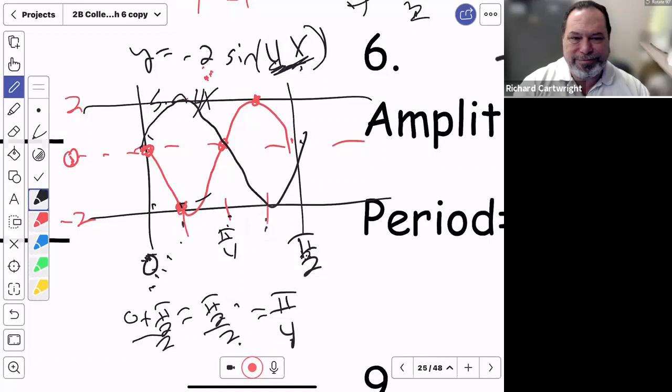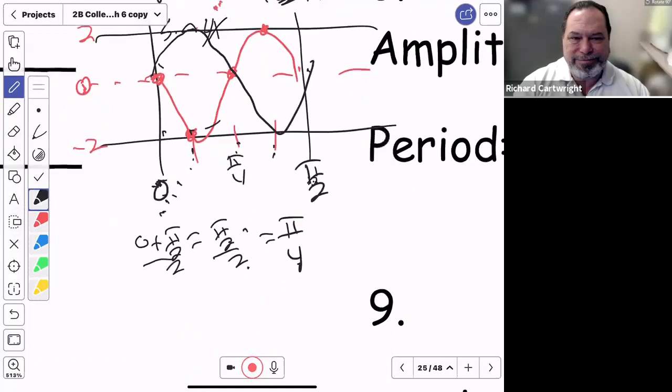Let me get these two middle numbers. How do I get between the 0 and the pi over 4? You take the 0 and you add it to the pi over 4, and you take that answer, divide by 2. That adds up to pi over 4 divided by 2, which really is pi over 8. This is pi over 8.